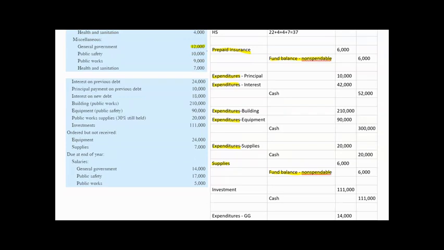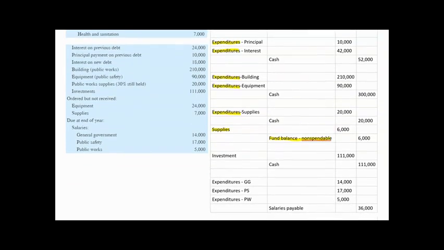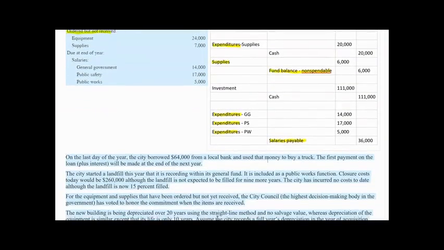Next one is the purchase of investment. It's the same as the government-wide financial statement. And then for the order but not received, for this outstanding purchase order, the government needs to create the temporary account, the encumbrance. But because they're temporary accounts, we also need to reverse them, which means to cancel their balance at the end of the period. So just skip that here. And the last one is for the unpaid salary. For that, we debit expenditures and then credit salaries payable. Alright, so that's the journal entries related to this table.